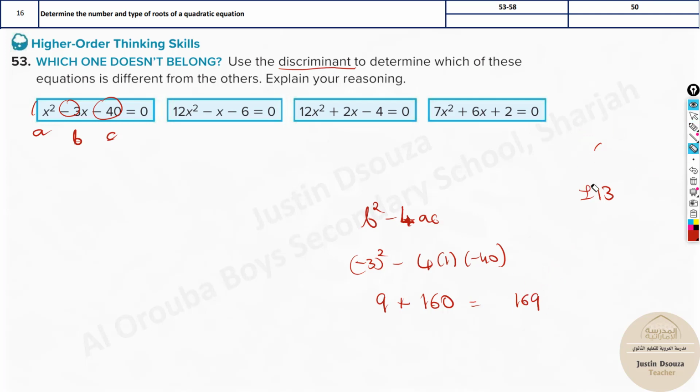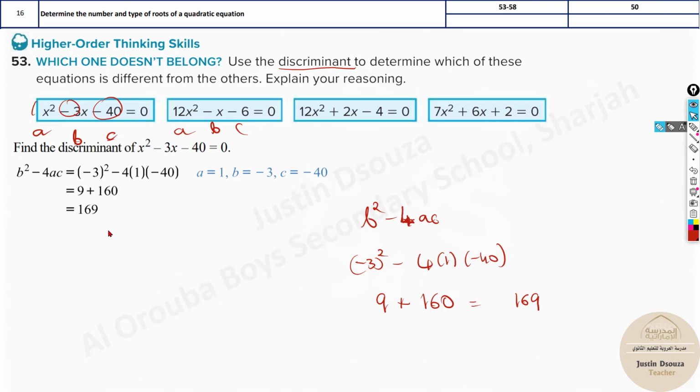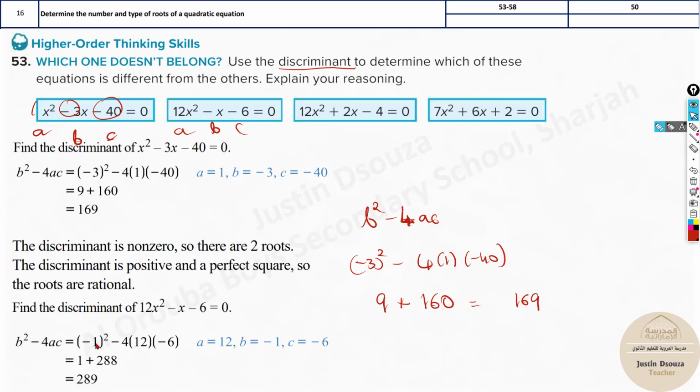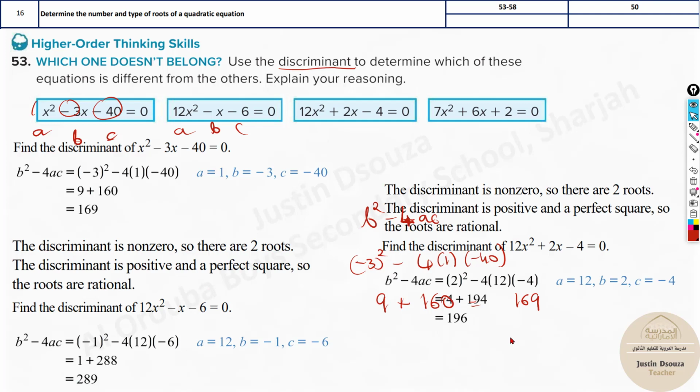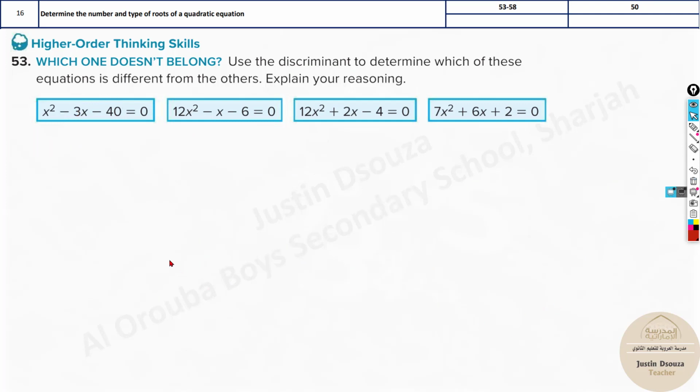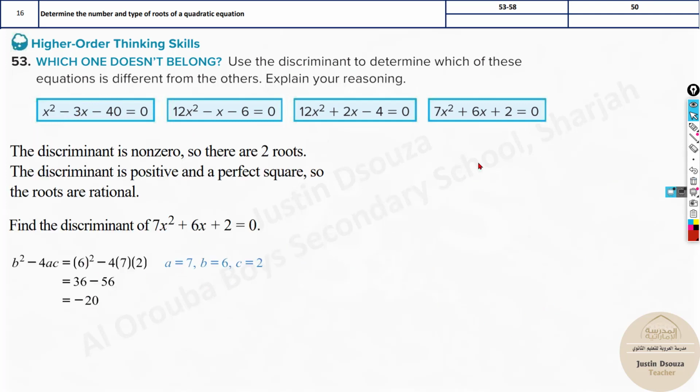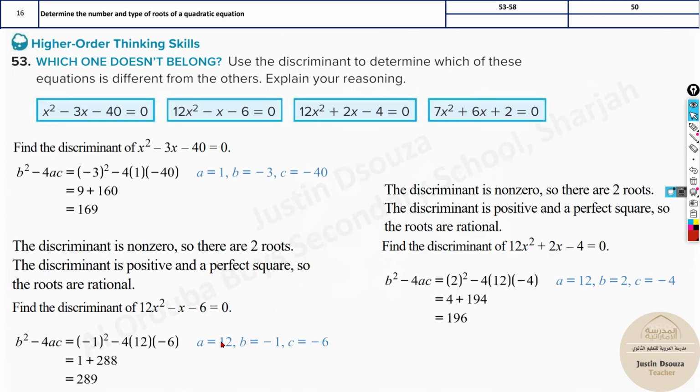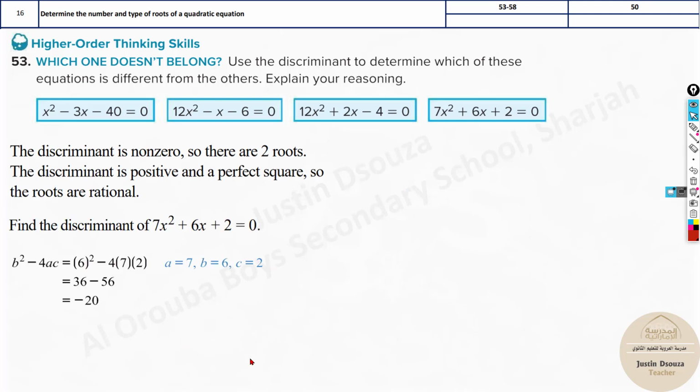Same way, you need to find the others by the formula, and you must see what is happening. Same thing, A, B, C, and find out what the answers are. We will just look into the answers now, and I'll tell you about the discriminant in a while. This is 169. This is 289. The another answer was 196, and the last answer over here we got minus 20. All the three over here are having positive values and one over here is having negative value.